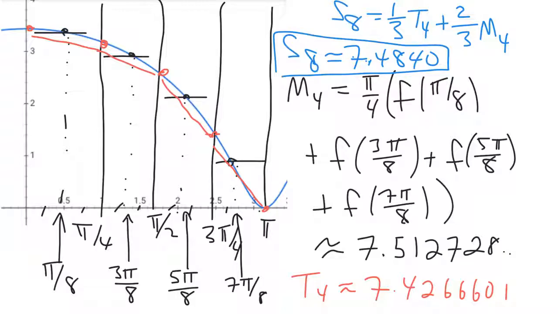All right, I think that's good. I would not do S16 or S32 by hand, I would Google, look for a Simpson's rule calculator to do those values.